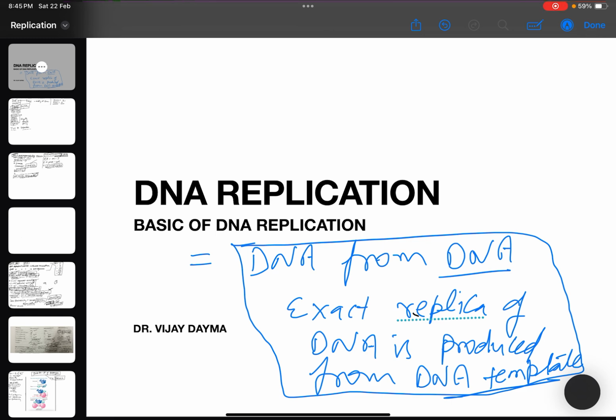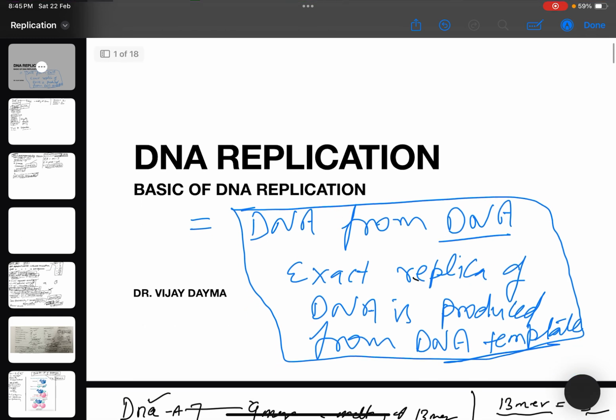In previous videos, that is replication 1 and the basics of DNA replication, we discussed the enzymes required for DNA replication. Now we will go with the process. We will discuss the process.